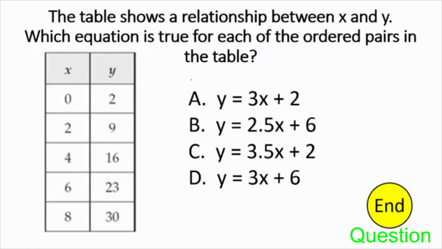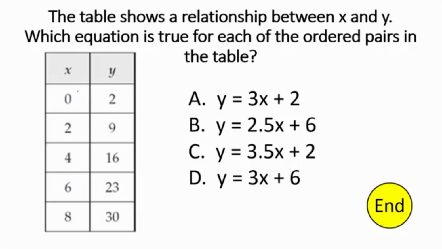Next question. The table shows a relationship between x and y. Which equation is true for each of the ordered pairs in the table? So we've got 4 equations here. One of these is going to work for every set of digits you see here. So how do I approach the problem?